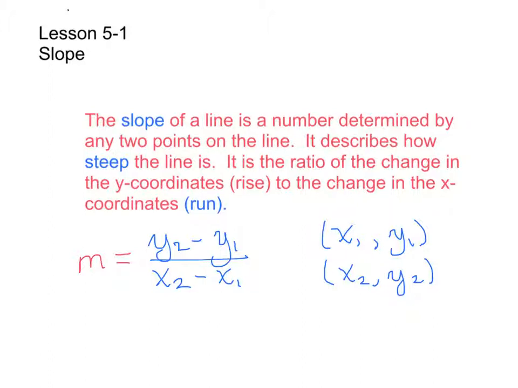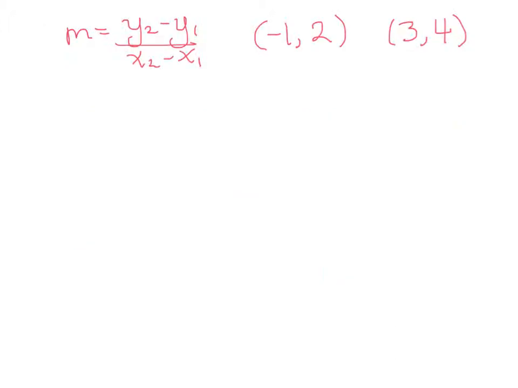So say for instance, let's go to another slide and pick an example to work out. For this example, I am supposed to find the slope of the line that passes through the point (-1, 2) and also passes through the point (3, 4). I would assign one of these to be my x1 and y1, and the other to be my x2 and y2. It really does not matter which one you pick to be which. It'll work out the same either way.